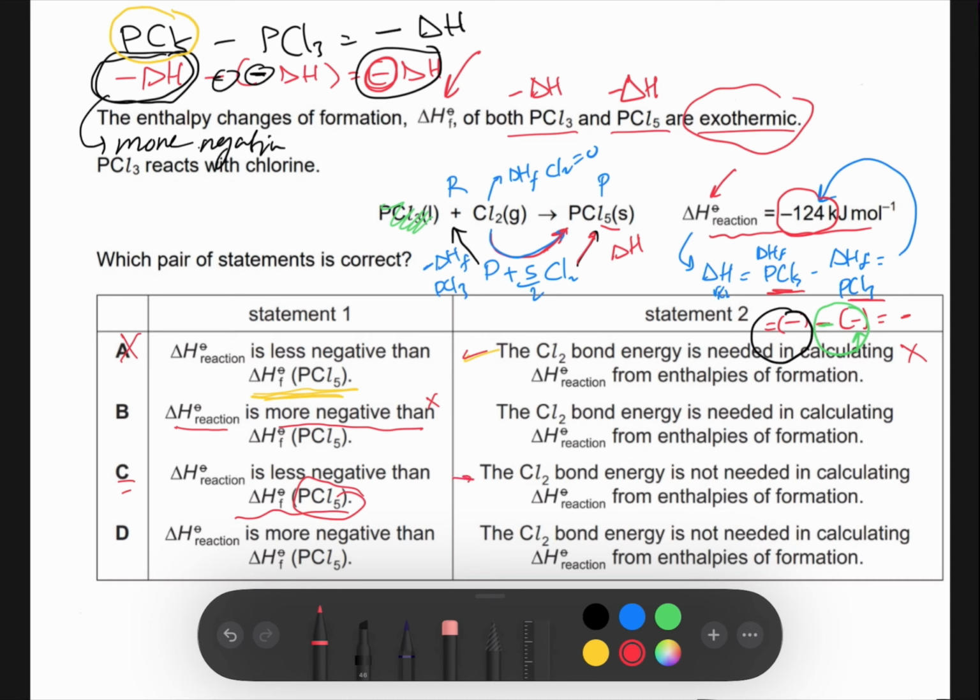And the second sentence says the Cl2 bond energy is not needed in calculating, which is true for sure because I didn't need it, since the delta H of an element is equal to 0. And that's why the answer is C.